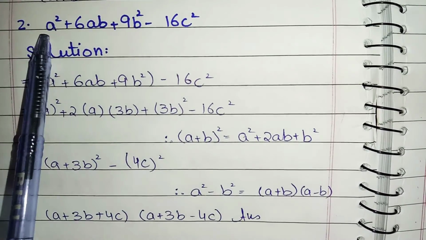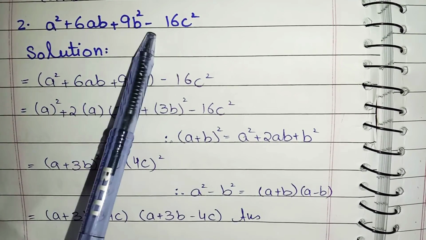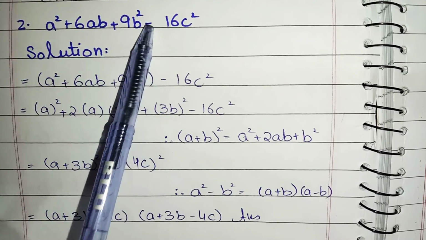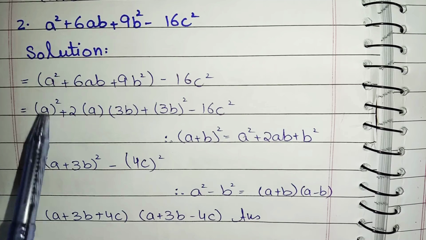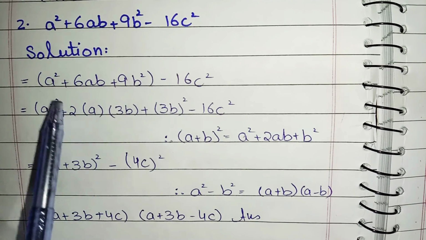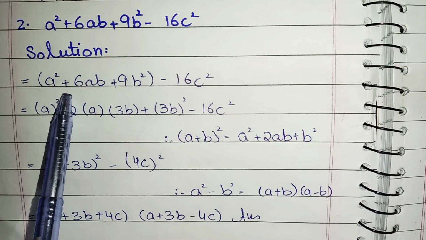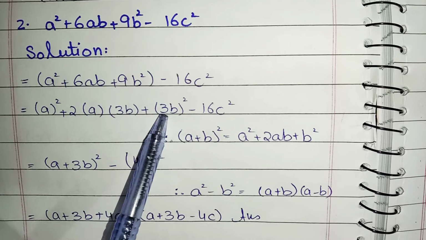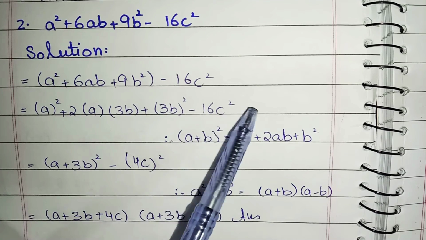Our second question is a square plus 6ab plus 9b square minus 16c square. First we build up the square of the first three terms given to us. a square is the square of a, 9b square is the square of 3b whole square. Then we will write plus because here we have plus sign, 2 of the formula, then we will write our first term a, then second term 3b. Minus 16c square we will write as it is.